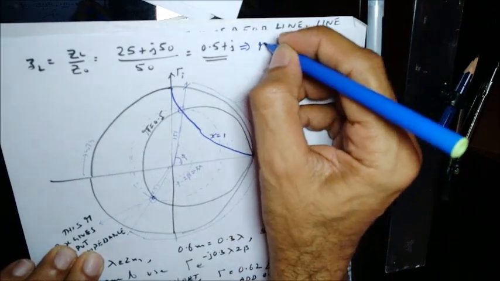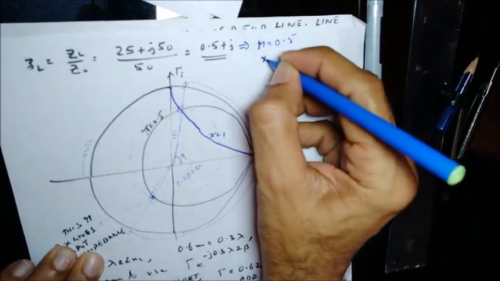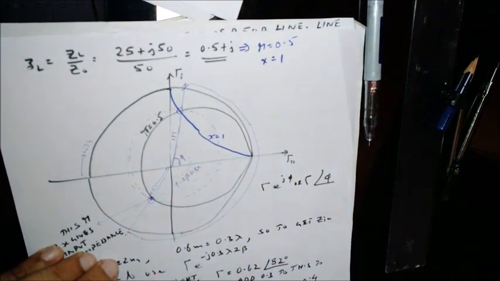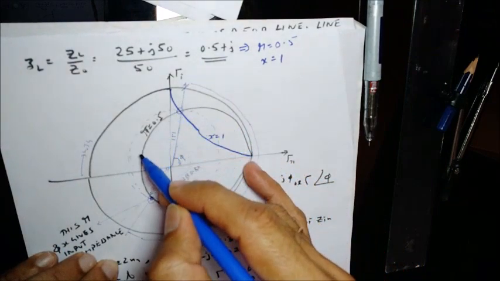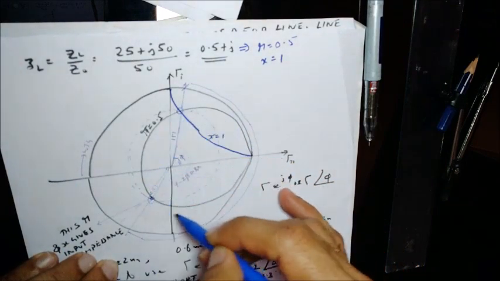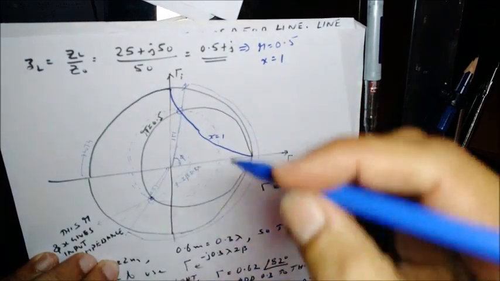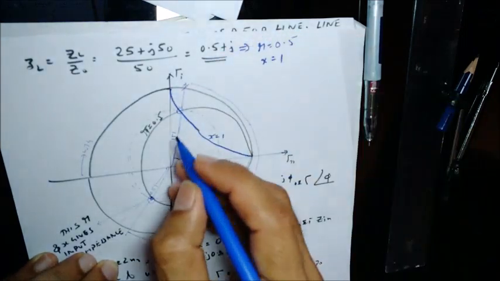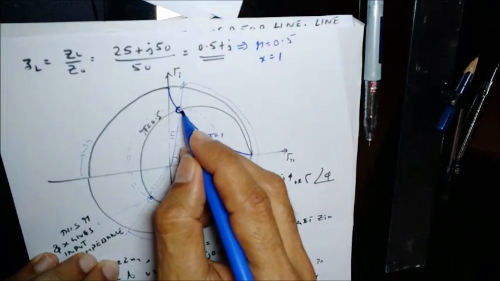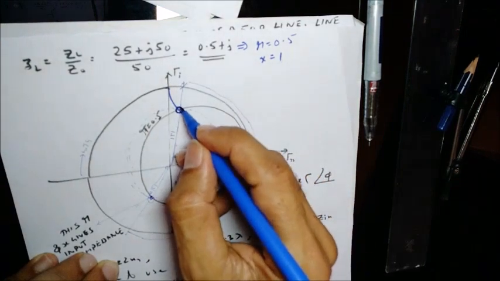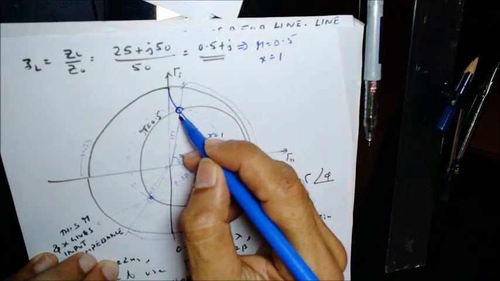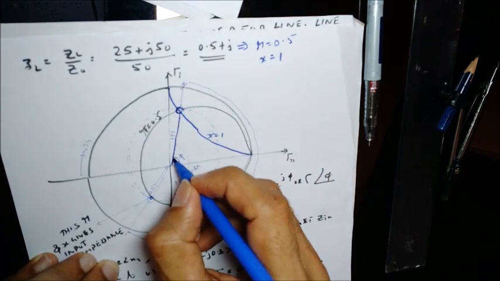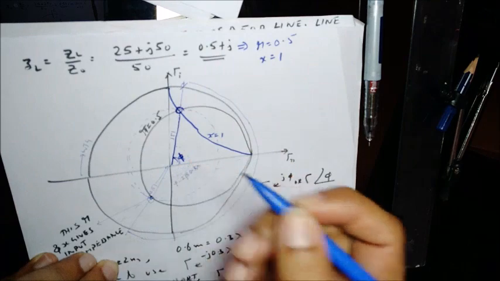R is 0.5, X is 1. So what we do is we locate R equal to 0.5 on the Smith chart as I explained earlier. R 0.5 will be somewhere like this. Again, I will show this on the actual Smith chart. X equal to 1 will be this. And this will be the point corresponding to the given normalized load impedance. And you can calculate the magnitude of the reflection coefficient and the angle of the reflection coefficient from the chart.